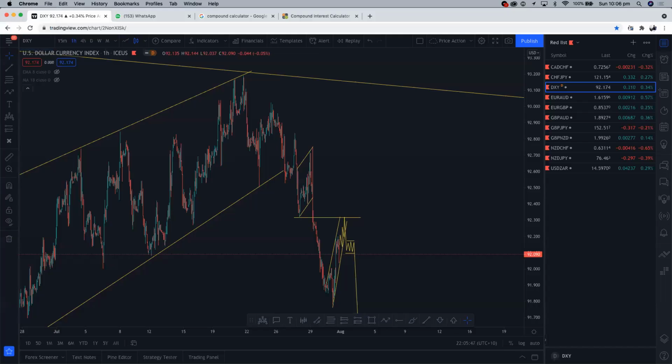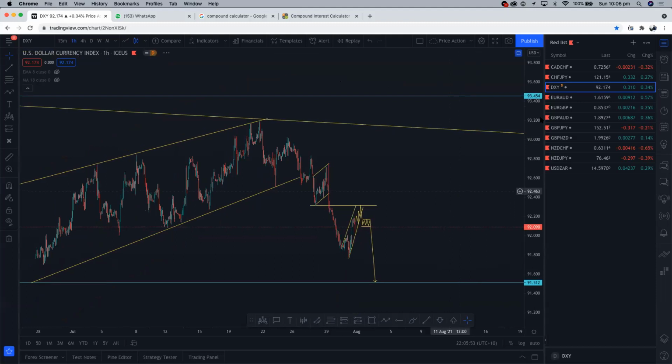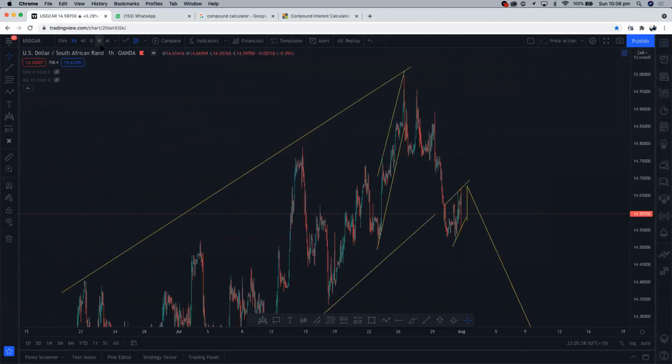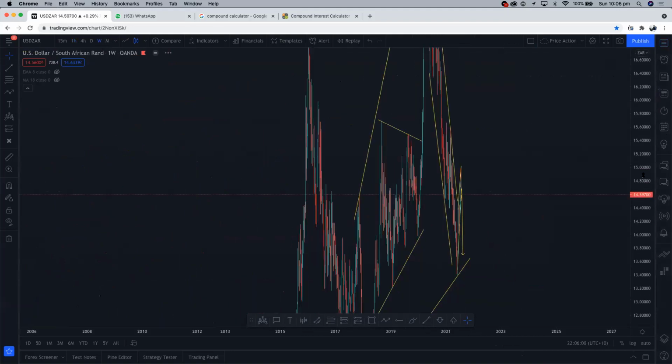Maybe you can do USDZAR. USDZAR, yeah. Okay. Can you guys see my screen? Yes, sir. Okay, all right, so we go to USDZAR. It's part of the pairs I'm watching this week.